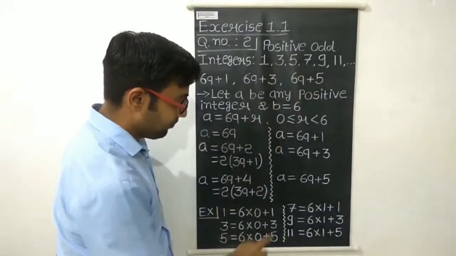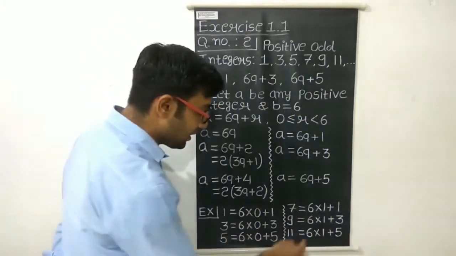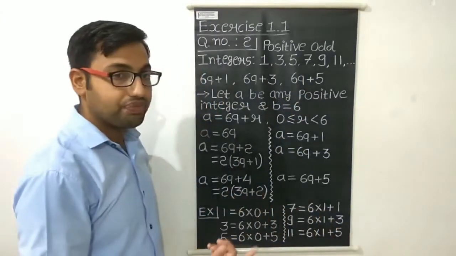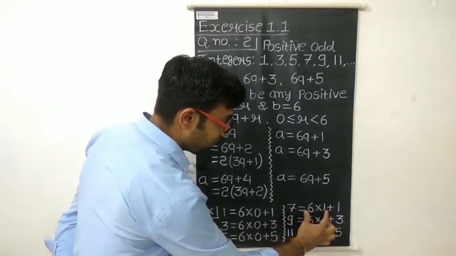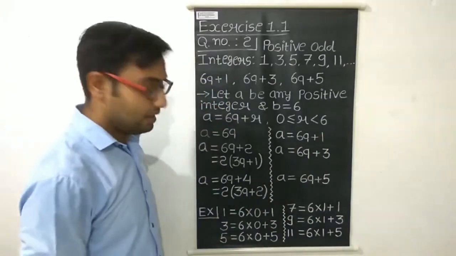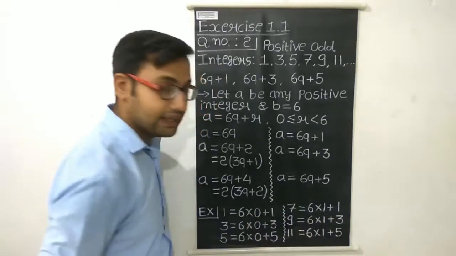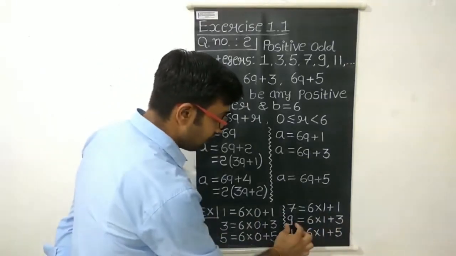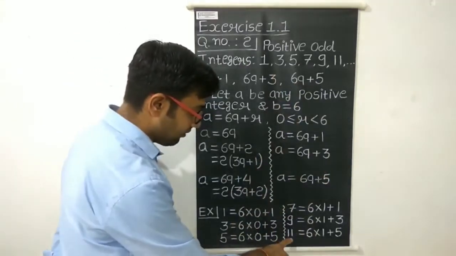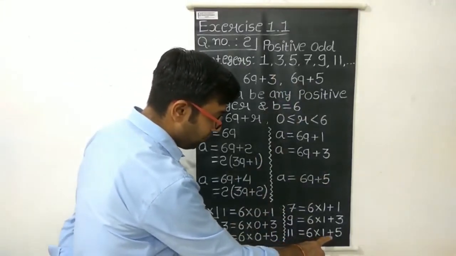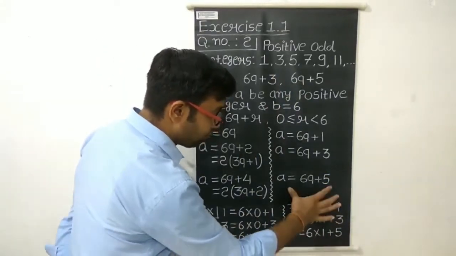Now we will represent 7. How can we represent 7? 6 into 1 plus 1. In this case, what is q? q is 1. It is again an integer. So we represent 7 in the form of 6q plus 1. Now 9, we can write 9 equals 6 into 1 plus 3. Again 9 is an odd integer and it is in the form of 6q plus 3. Now take 11, we can write 6 into 1 plus 5. So 11 is in the form of 6q plus 5.